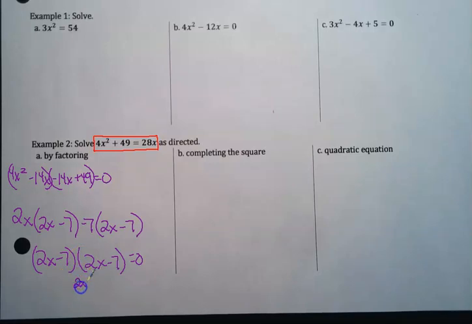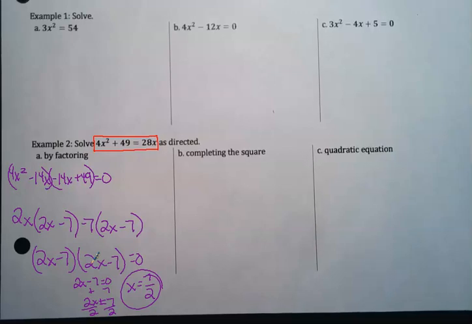So 2x minus 7 equals 0. So I add 7 to both sides. 2x equals positive 7. Divide by 2. And x equals 7 halves. Notice we only have one solution because these are the same factors. These binomials are both the same: 2x minus 7 and 2x minus 7.